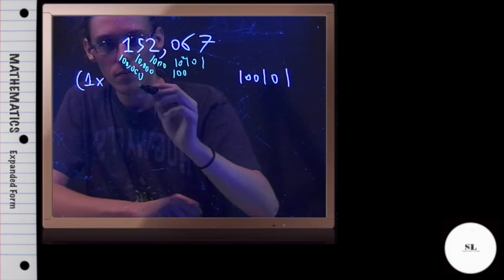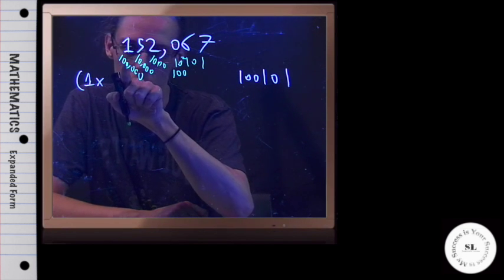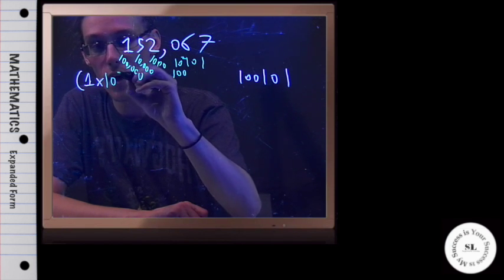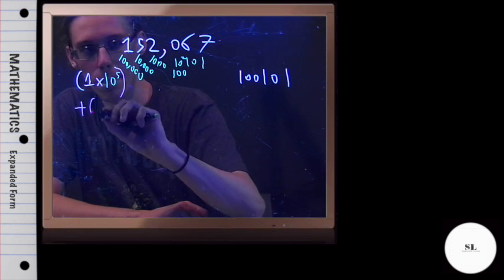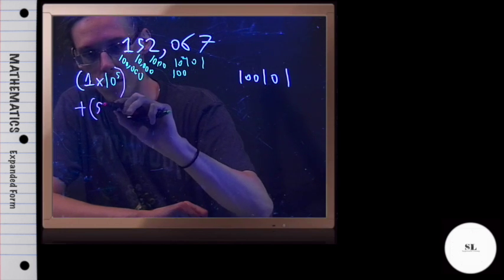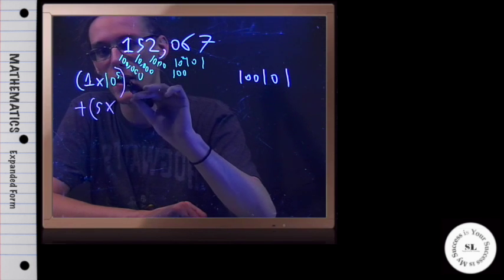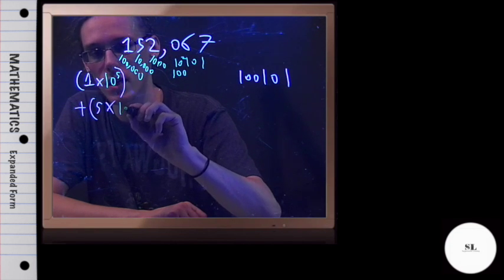So now I see that 1 is in the, how many zeros is this? 1, 2, 3, 4, 5. So this is 1 by 10 to the 5. So that's the first one, plus 5 by, well, what place is it in? It's in the 10,000s place, and what is that as a power of 10? 1, 2, 3, 4 zeros. So 5 by 10 to the 4.